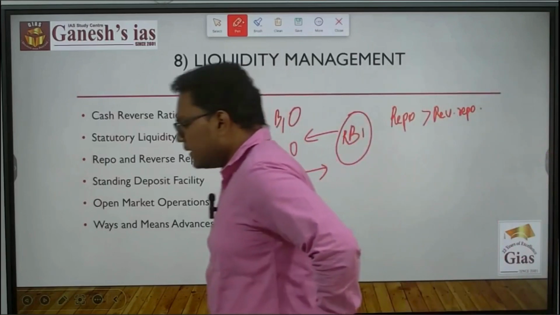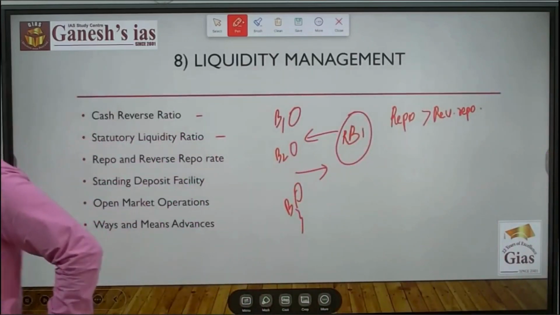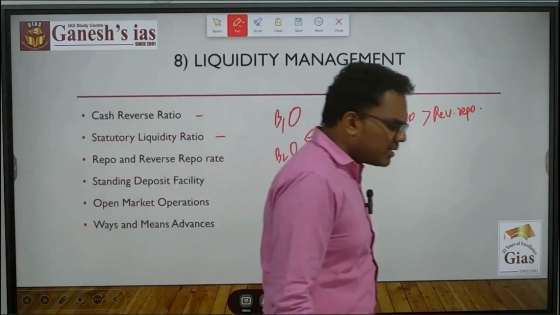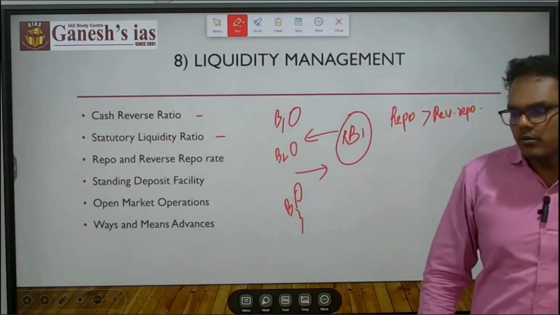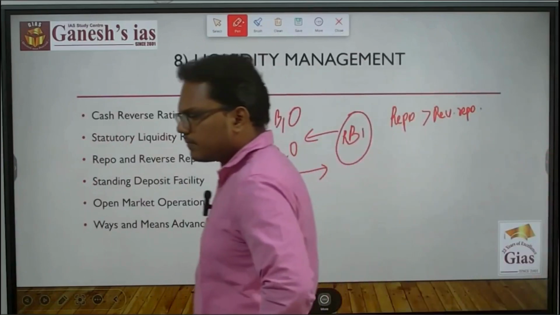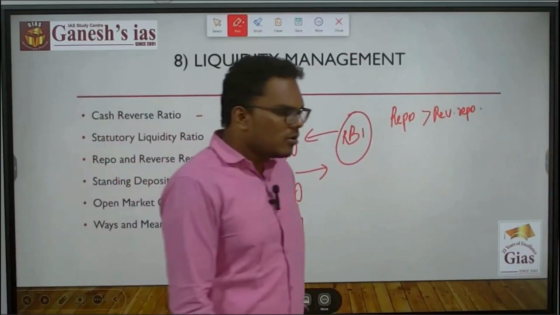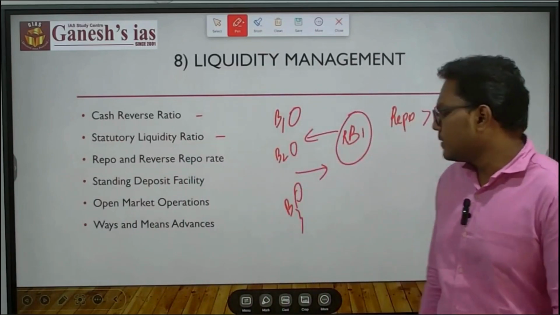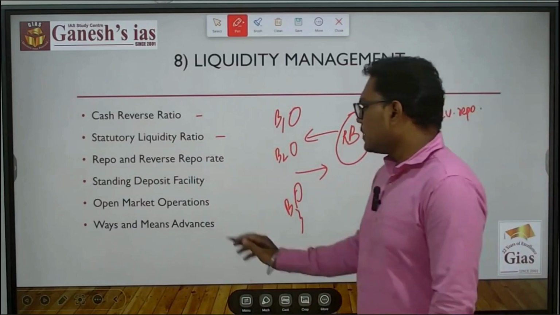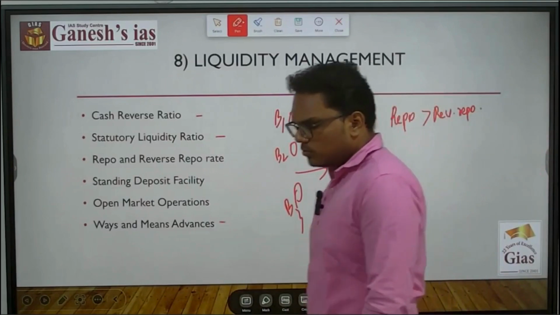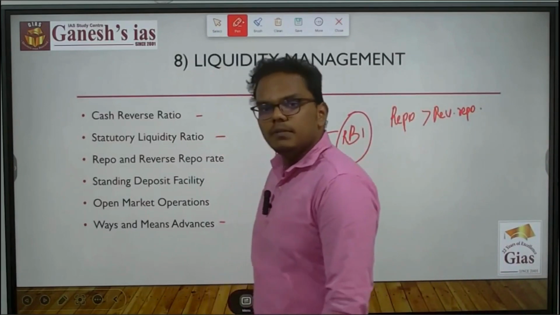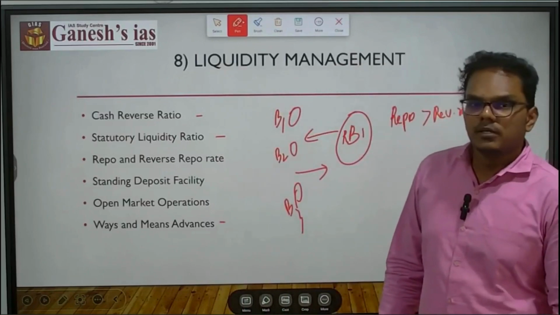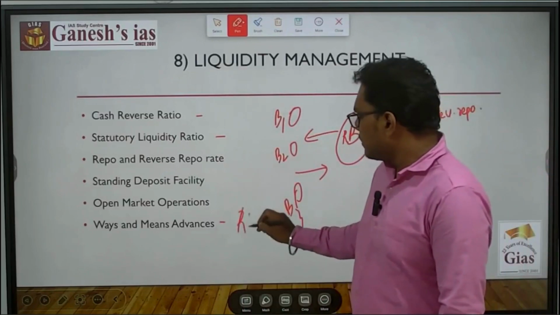And then you need to know about the standing deposit facility, which is an extraordinary instrument that is used to maintain liquidity in the banks. And then open market operations, where the government sells and buys bonds or securities to maintain liquidity in the economy. And then ways and means advances are extraordinary tools that help the government maintain liquidity. It's usually done with the help of RBI.